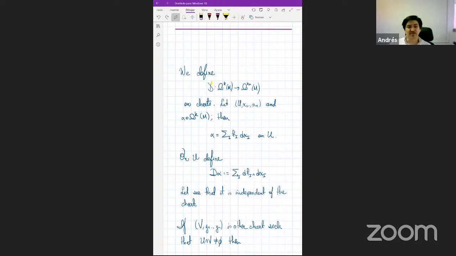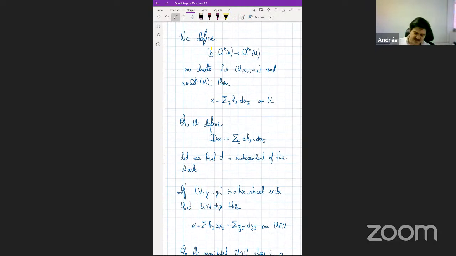So make another chart. Obviously, let's assume that U and V have a point in common. So we will have two different ways of viewing alpha, right? I can look at alpha using this on U. Alpha also takes this form on V. So on U intersection V, alpha can be either one of those. Okay?